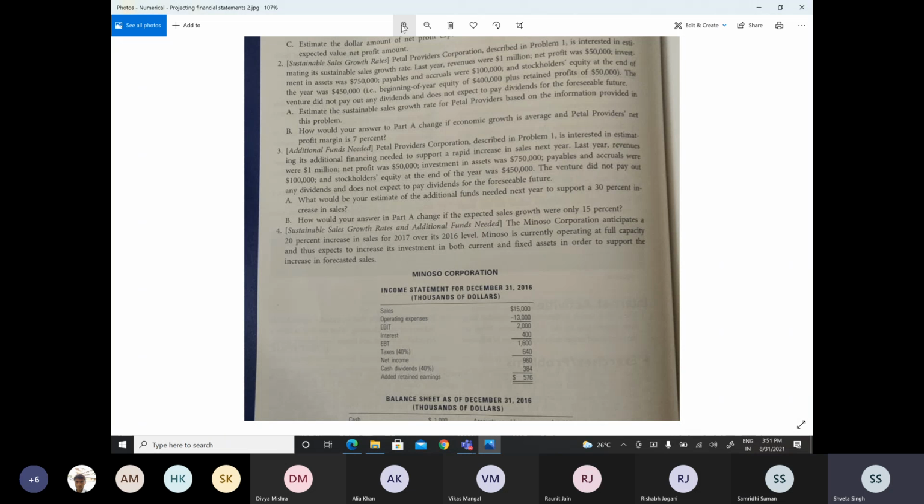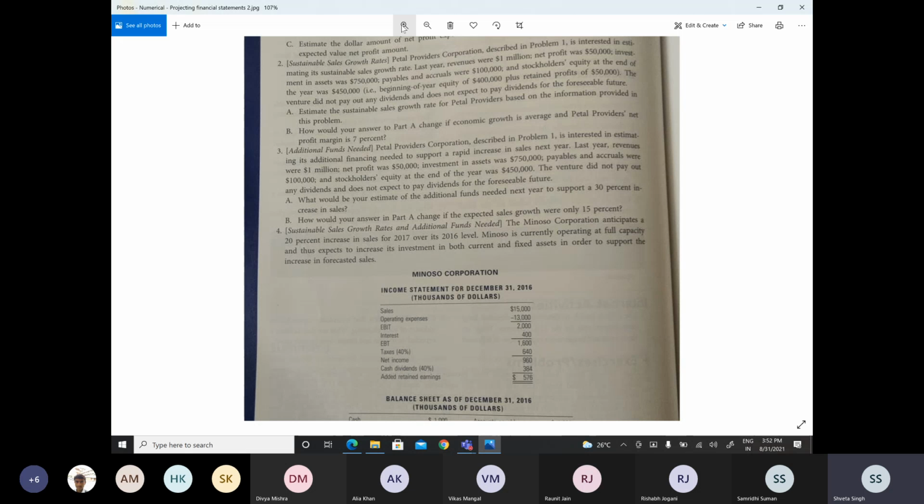Okay, now the second question is again on sustainable sales growth rate. So here maybe I can give you some time to try and solve it. Petal Providers Corporation, described in problem 1, is interested in estimating its sustainable sales growth rate. Last year, the revenues were $1 million. The net profit was $50,000. The investment in assets was $750,000. Payables and accruals were $100,000. And stockholders' equity at the end of the year was $450,000.